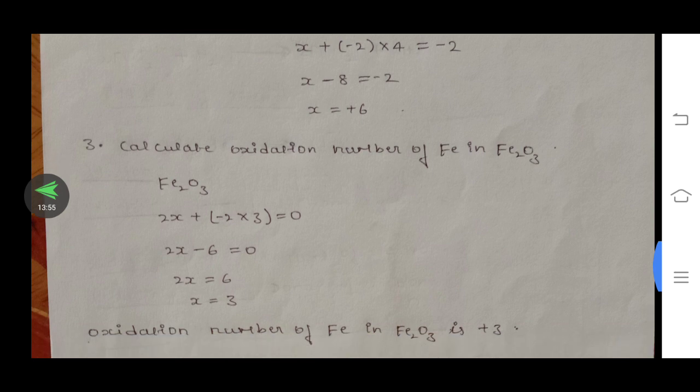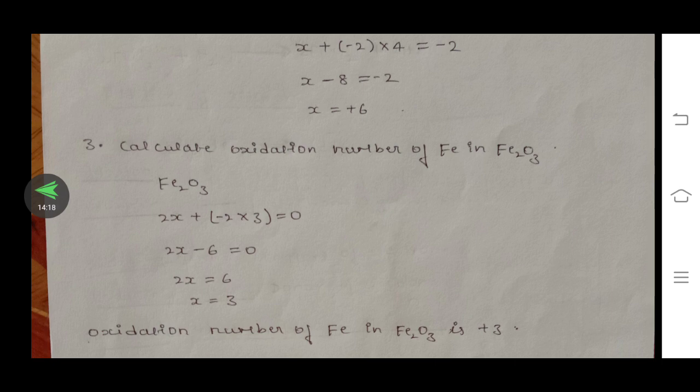Now third one, calculate the oxidation number of iron in Fe2O3. Fe2O3, 2x plus -2 into 3 equal to 0. 2x minus 6 equal to 0. 2x equal to 6. So x equal to 6 by 2, that is equal to 3.